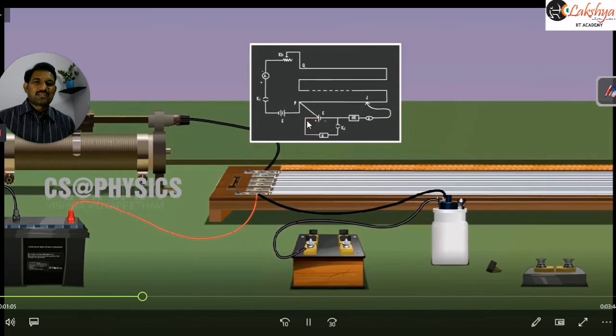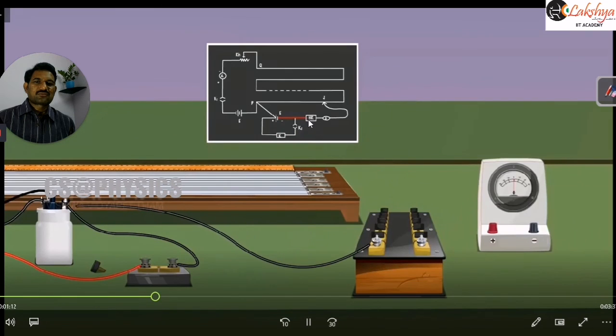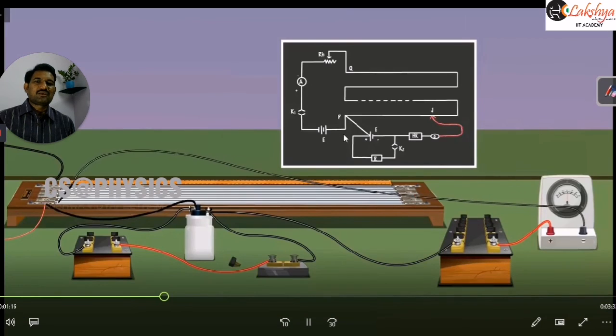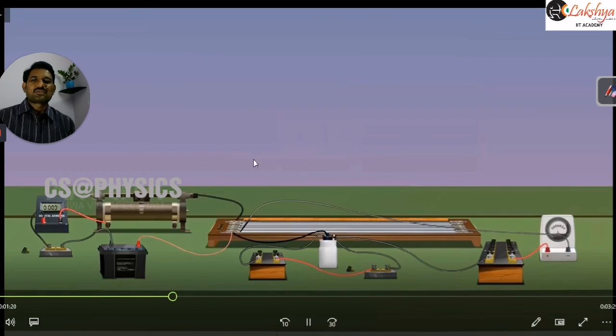And the other end is connected to the resistance box. And this is a key, the key is connected to the cell and a high resistance box. The cell is connected to the high resistance box, galvanometer, and then the jockey. So that is the arrangement of the circuit here. Now let us see the experimental procedure.